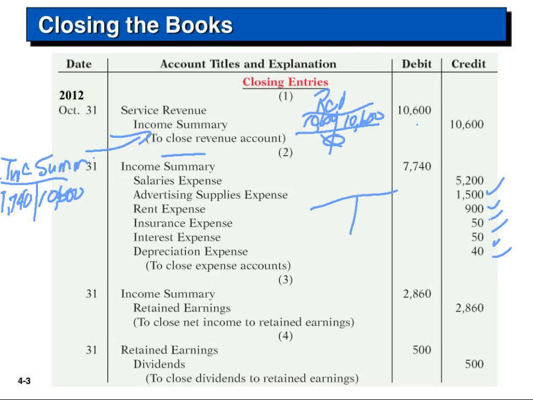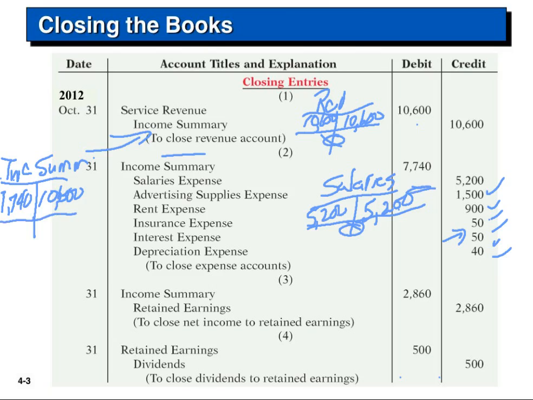For example, let's just take salaries. It would have had a debit balance of $5,200. But when I make this journal entry and post it to the ledger card for salaries, I then get a credit in the salaries, equal debits, equal credits, so salaries has a zero balance. The same with each one of these expense accounts. And the total, $7,740, has been moved over here.